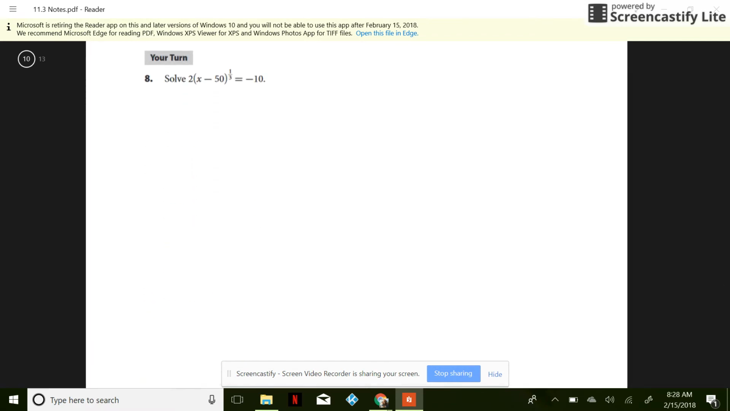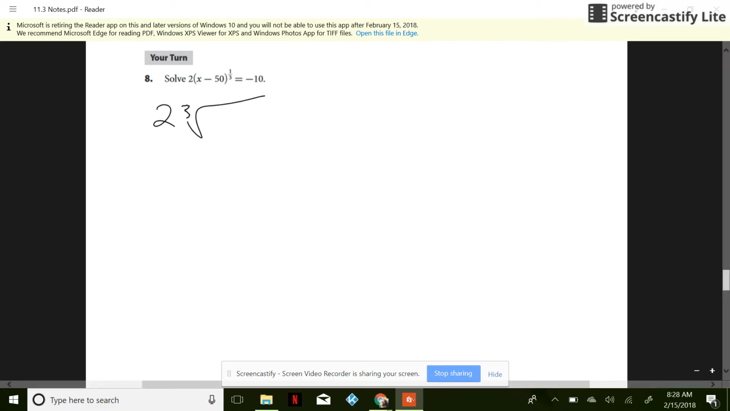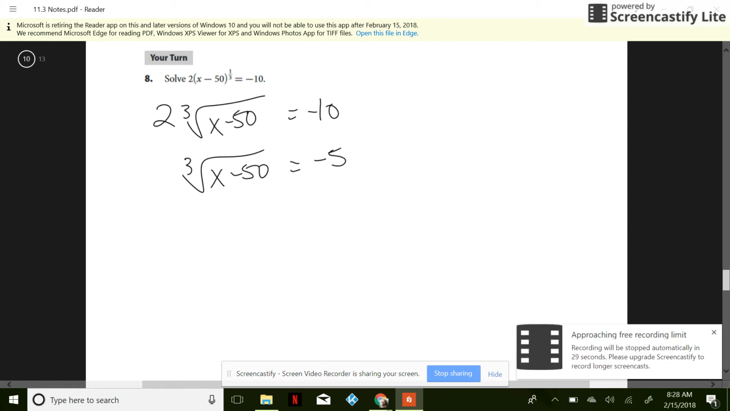So let's say we want to solve this problem here. The first thing we want to do is rewrite it in terms of a root. So we have the cube root here of x minus 50 is equal to negative 10. We want to isolate this cube root, so we'll need to divide both sides by that 2. Negative 10 divided by 2 is negative 5. From here, we can cube both sides. Negative 5 cubed is negative 125. Add the 50, x is equal to negative 75.